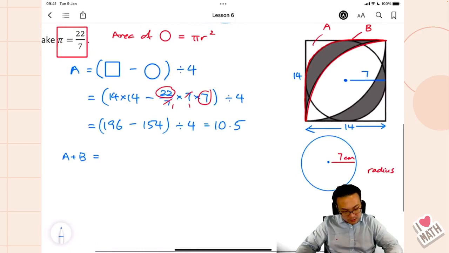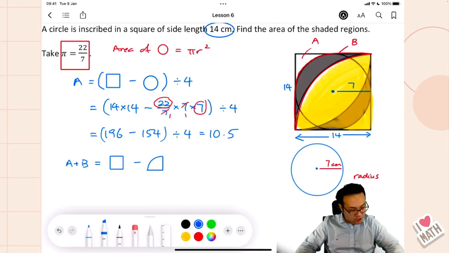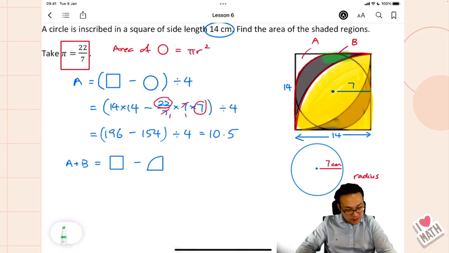So if I want to find A plus B, what does it look like? It looks like you need to take the square minus away this shape. Correct or not, students? Okay, can you see that there's this shape here? You take the square, you minus away this yellow shape, you will be getting A plus B. A plus B is the remainder here. This green color part. Okay, that's what I'm trying to find.